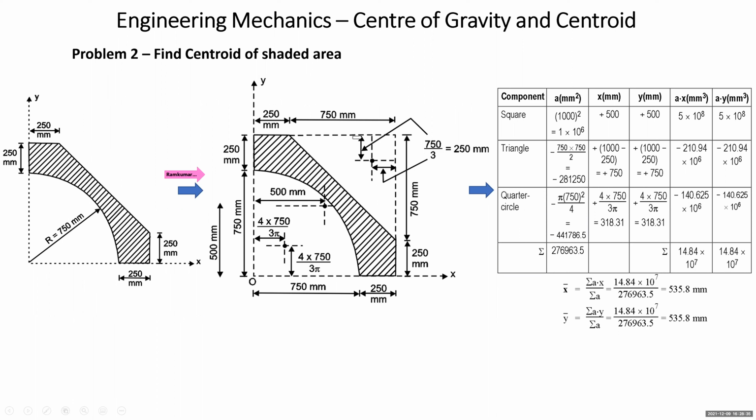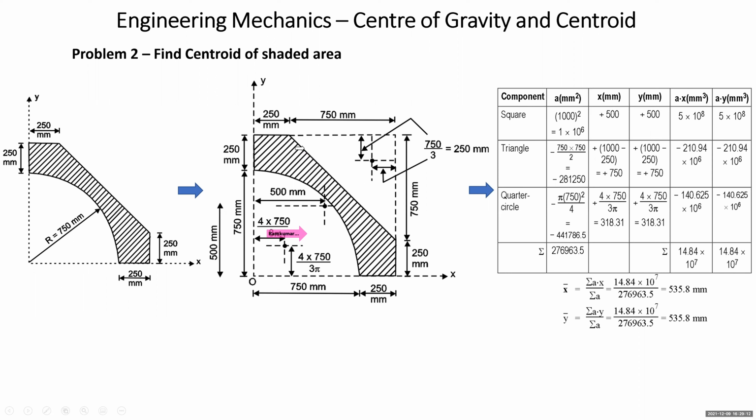What will be the composition here? You can take the entire square as positive, then this triangle, minus this quarter circle. So finally, we decide to take the composition of the shaded area as: the shaded area will be arrived at if you take this square plus this triangle minus this quarter circle. So we have to find x bar as well as y bar. We need to make the table with 6 columns: component, a, x, y, ax, ay. Dimensions are in mm, so accordingly units will be written for area, x and y coordinates, ax and ay.